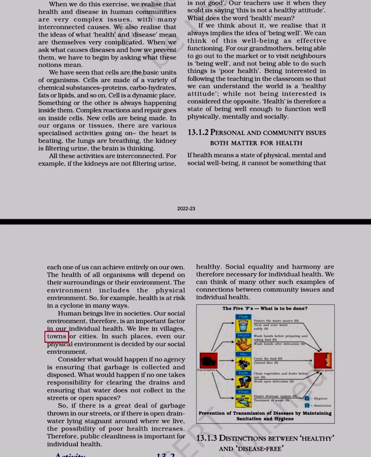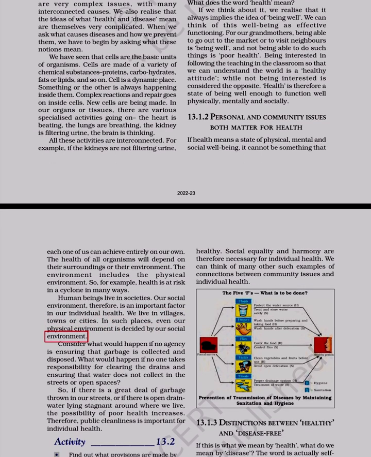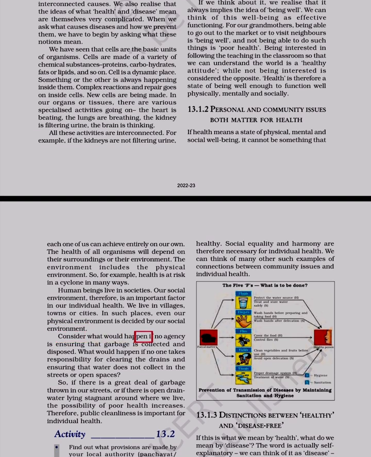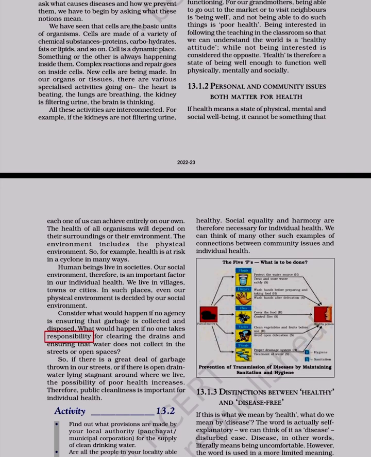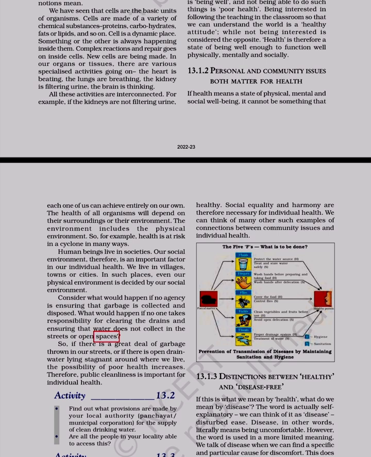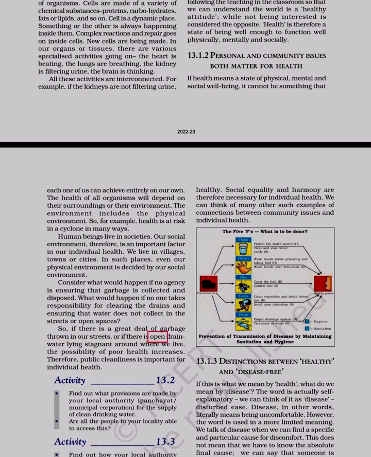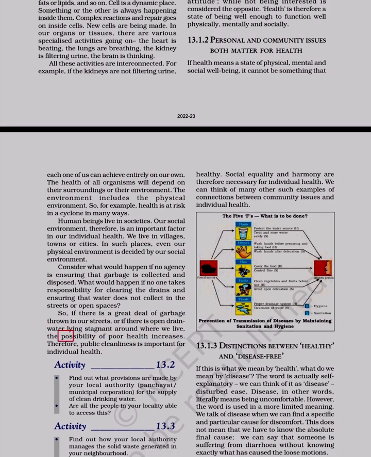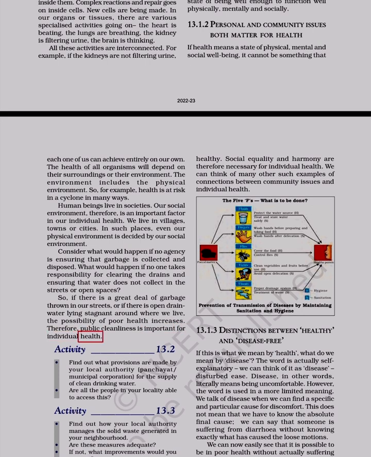We live in villages, towns or cities. In such places, even our physical environment is decided by our social environment. Consider what would happen if no agency is ensuring that garbage is collected and disposed. What would happen if no one takes responsibility for clearing the drains and ensuring that water does not collect in the streets or open spaces? So, if there is a great deal of garbage thrown in our streets, or if there is open drain water lying stagnant around where we live, the possibility of poor health increases. Therefore, public cleanliness is important for individual health.